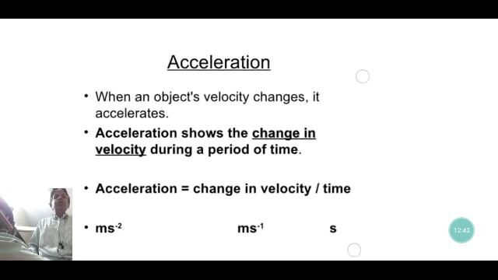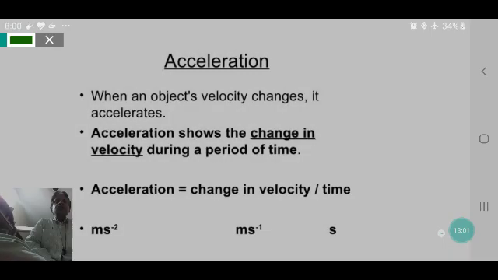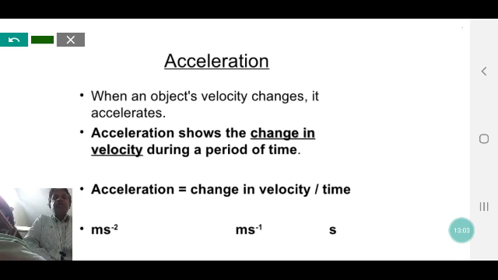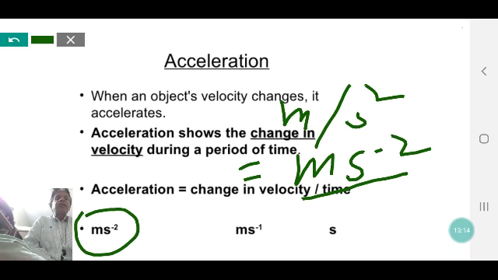The definition of acceleration is that when the velocity of an object changes, it accelerates. Acceleration shows the change in velocity during the time period. Acceleration is equal to change of velocity by time, as given. And the SI unit of acceleration is meter per second square. It may be written as meter second inverse 2, or meter per second square.